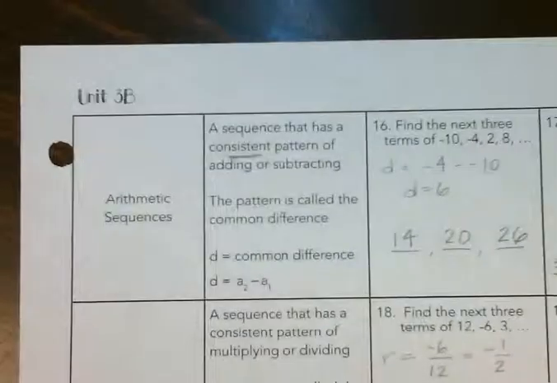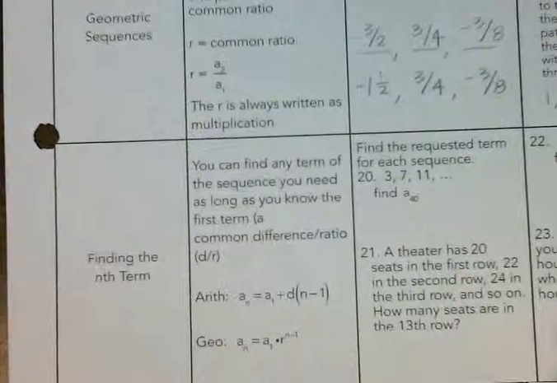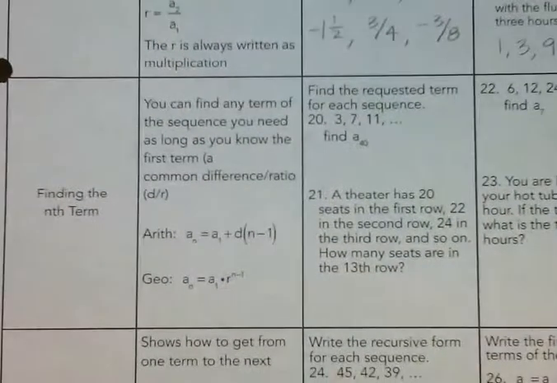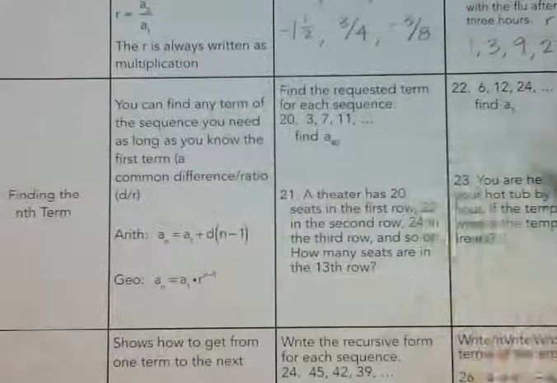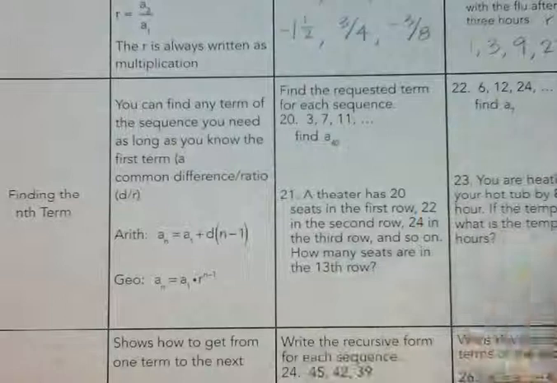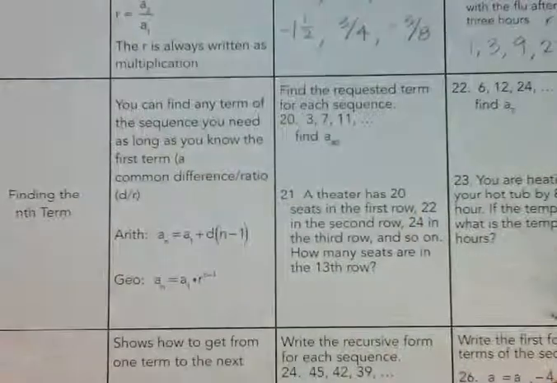Okay, so still working on 3B. This is the second video of 3B, and we're going to look at finding the nth term in the sequence. So you're probably going to want a calculator for this one when we get there. All right, so you can find any term that you need. All that you need to know is the common difference or ratio, and then the first term, which is A1.